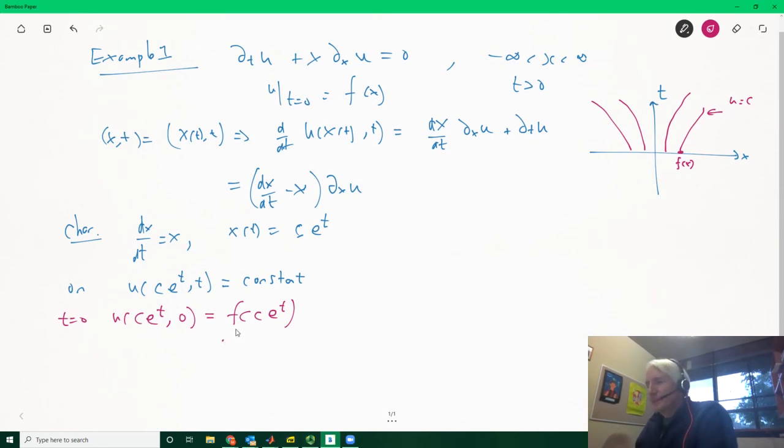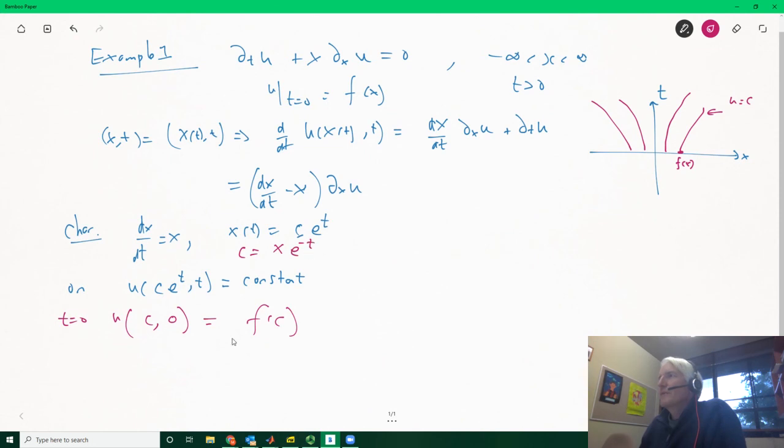Whoops. Let me just go back a second here, being silly. t is equal to 0. We're going to have u of c comma 0 equals f of c. Okay, so we're basically finished now. We just have to solve for c. So from here, we can rearrange this and get c as x e to the minus t.